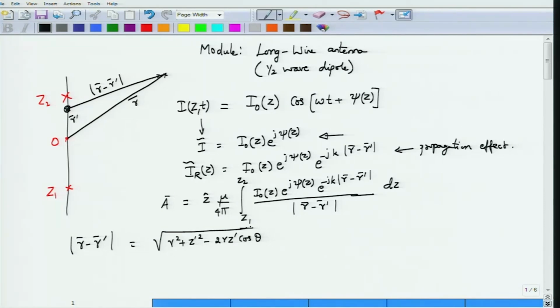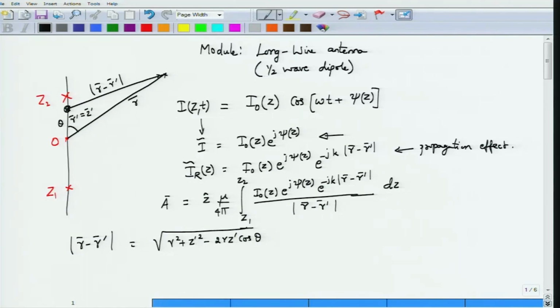What are these different terms that are involved? Well, the current is directed along the z axis, therefore r prime is actually z prime vector, which is directed along the z axis. Instead of r prime, I can represent this as z prime z hat, and theta will be the angle measured from the z axis. This is just like the spherical coordinate theta that we are measuring. This angle theta gives you the angle between r and r prime.